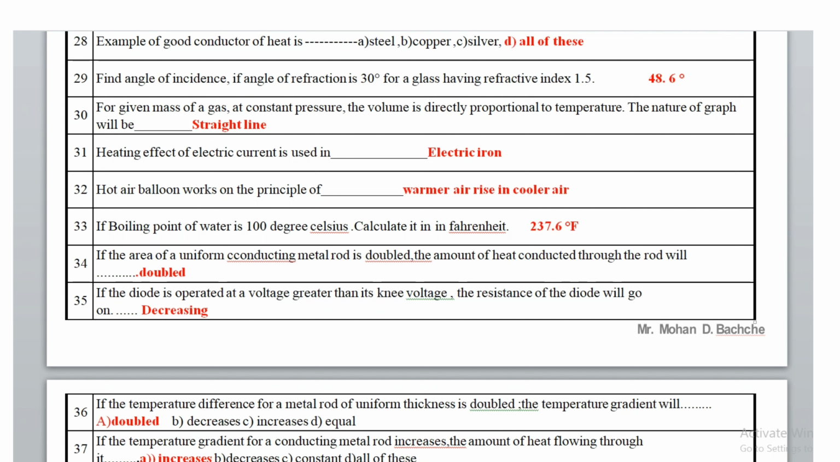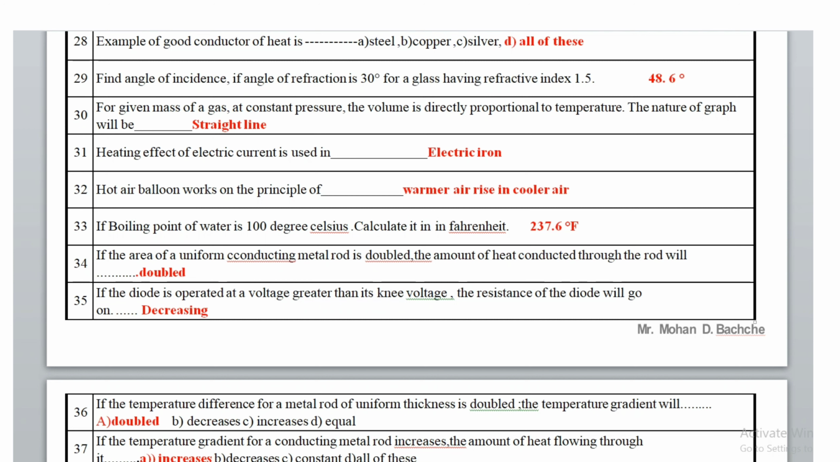Heating effect of electric current is used in electric iron. Hot air balloon works on the principle of warmer air rising in cooler air. If the boiling point of water is 100 degrees Celsius, calculate Fahrenheit, it is 237.6 degree Fahrenheit. If the area of a uniform conducting metal rod is double, the amount of heat conducted through the rod will be double.